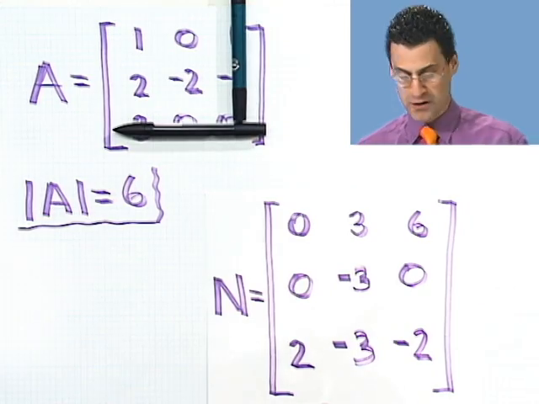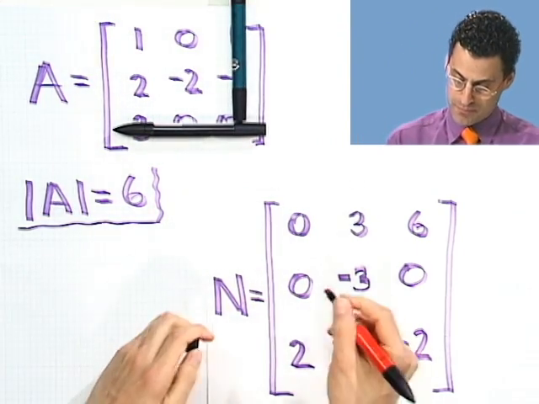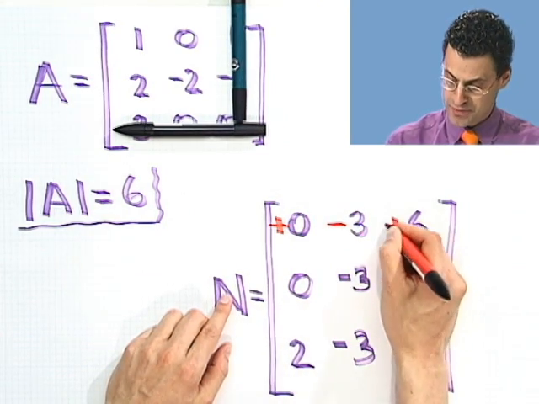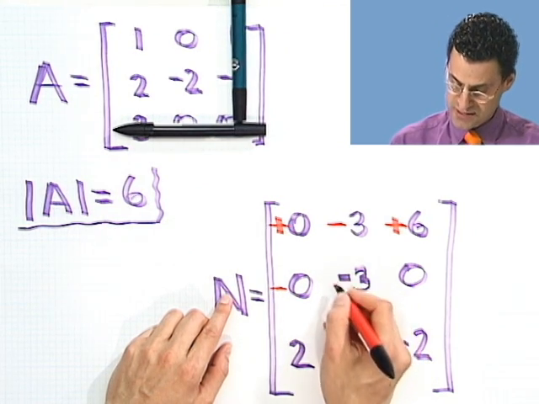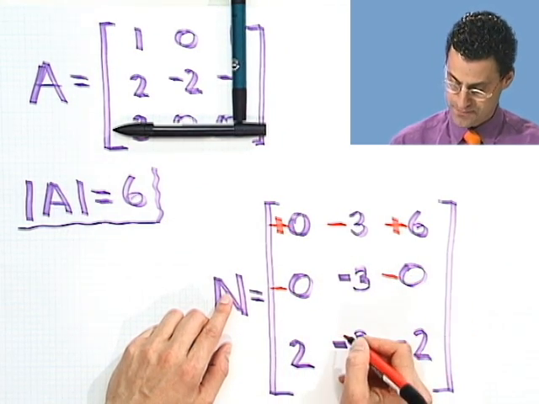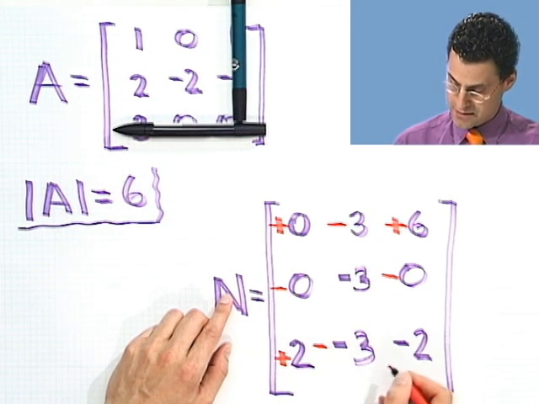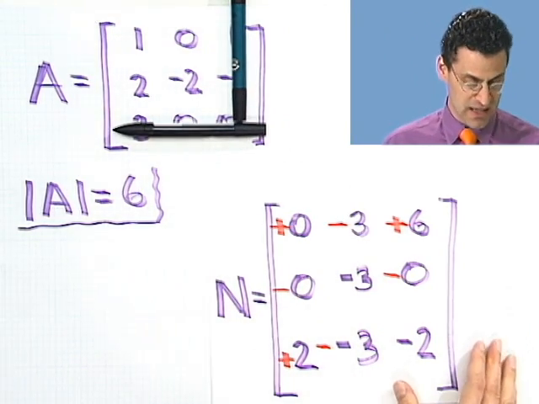However, remember I've got to put in the sign chart thing like we did before. So I've got to put in a plus, minus, plus, and then I do the opposite here. So minus, plus, so this doesn't change, minus. And then here I put in a plus, minus, and then a plus. So notice that some of the signs do change.